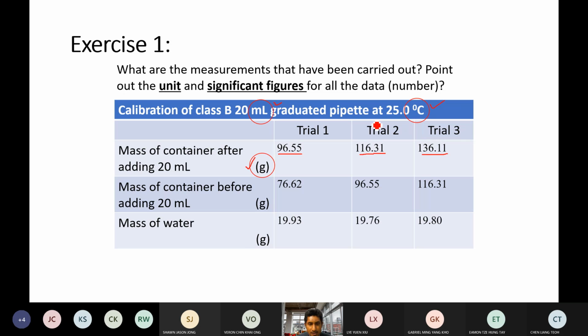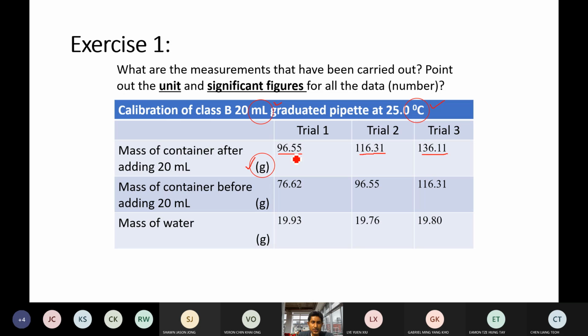For this, we needed three different types of instruments to measure. What measures gram does not measure milliliter. What measures temperature does not measure gram or weight. So different tools are used for measuring. And in this case, we see a container adding 20 milliliter of water, right? Oh, we should calibrate it. The class B graduated pipette at 25 degrees centigrade, and it is 20 milliliter.